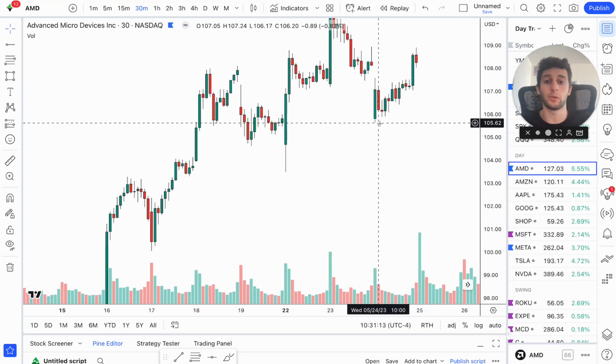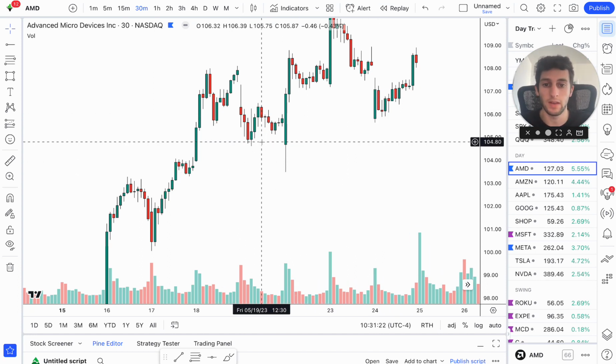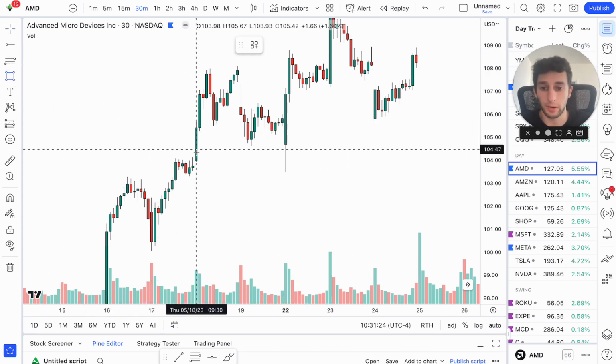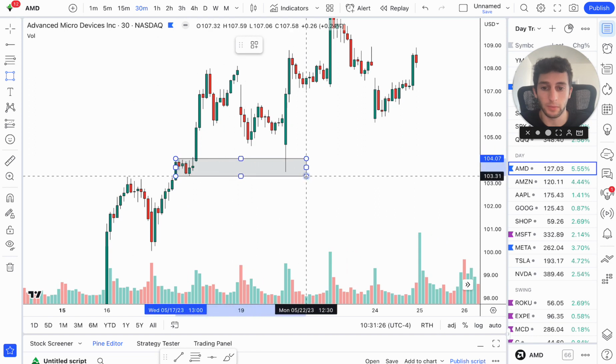High quality zones are zones that move very fast without any pullbacks, okay? The faster the zone, the better. And also ones that have a very tight and small consolidation beforehand, all right? So if we're looking at AMD on a 30-minute chart, this would be an example of a very good zone. Why would this be a very good zone?